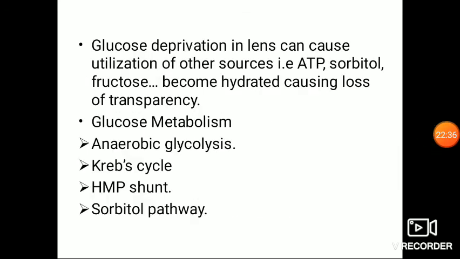Glucose deprivation in the lens can cause utilization of other sources, that is ATP, sorbitol and fructose, which then become hydrated and can cause loss of transparency of the lens. So, glucose metabolism occurs through anaerobic glycolysis, the Krebs cycle, the HMP shunt and the sorbitol pathway.